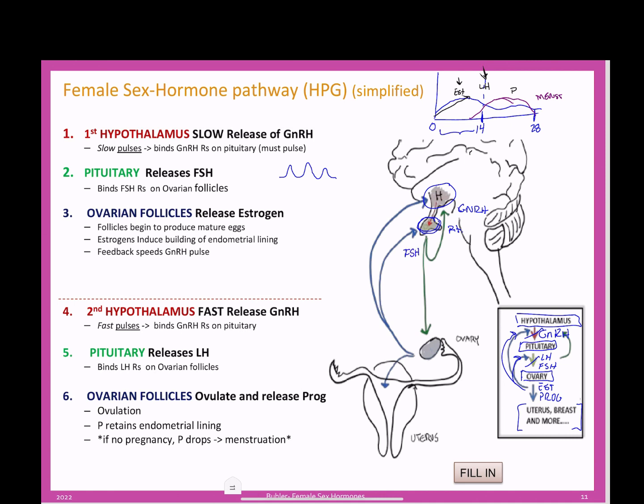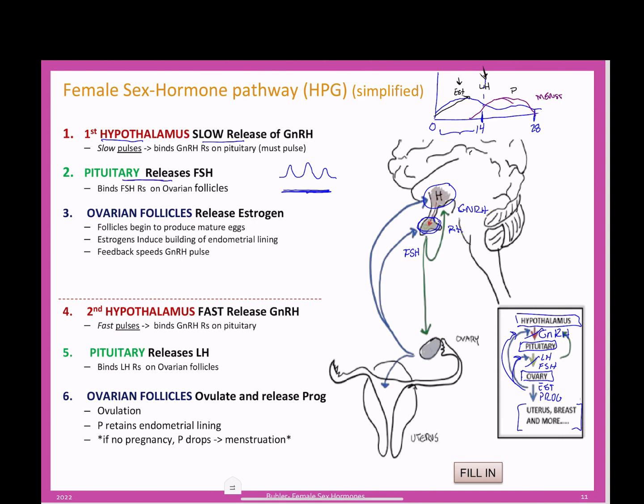So FSH is being released in the first half. If we don't do pulses, but we just release GnRH at a steady level through the month, the pituitary would actually shut down. So it needs to see pulses of GnRH in order to respond. So you had that hypothalamus, had slow pulses of GnRH.